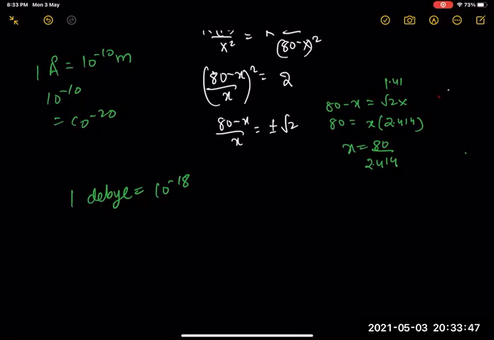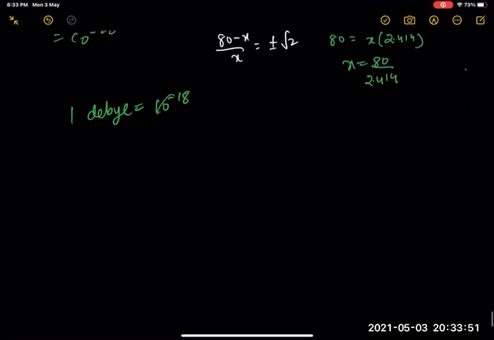Okay, you have to write it this way. Just forget everything. You just write 1 dBi is equal to 3.335 into 10 power minus 30 coulomb meter. Okay, so 3.335 into 10 power minus 30 coulomb meter. This is 1 dBi.